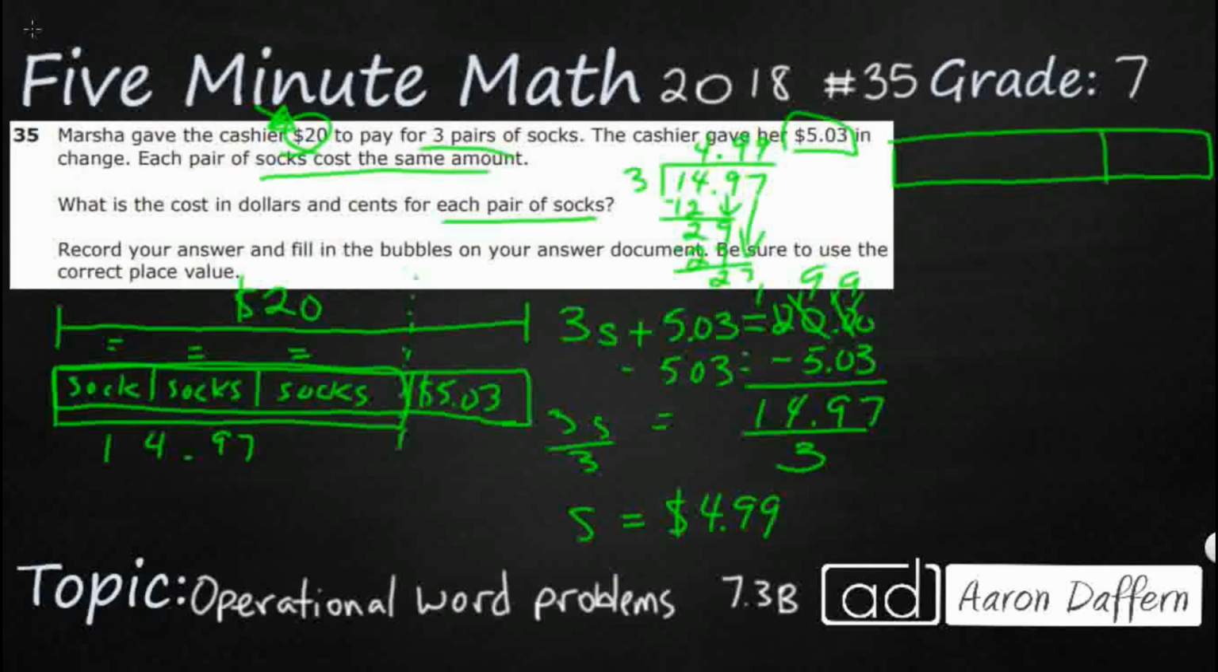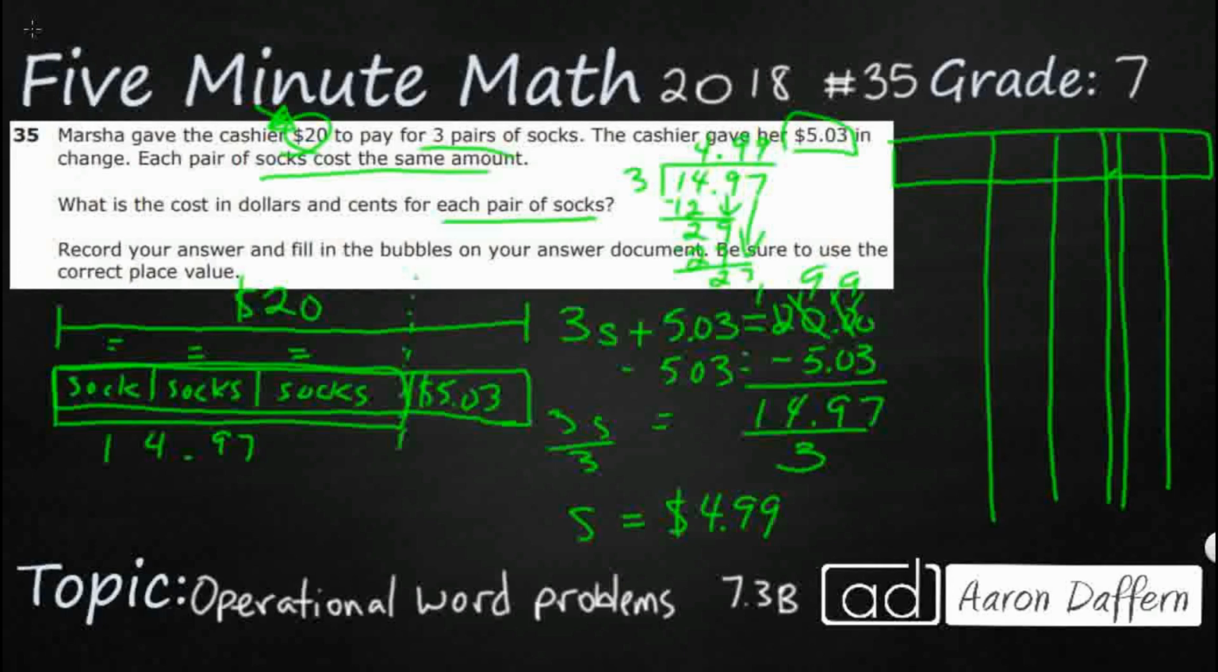So what does your answer document look like? Well, it's going to have a decimal. It's going to have 2 digits to the right. It's going to have 4 digits to the left, and it's going to have a positive and negative. So we can put the $4.99 here. If you want, you can circle the positive, but if you leave it blank, that's fine. It's automatically assumed to be positive.